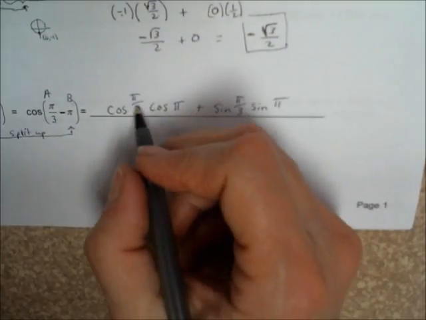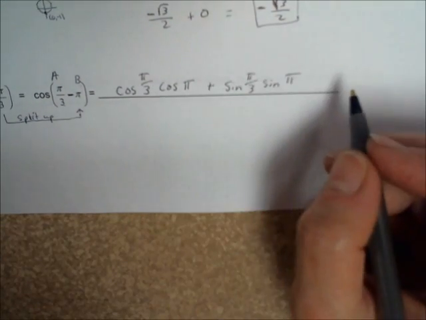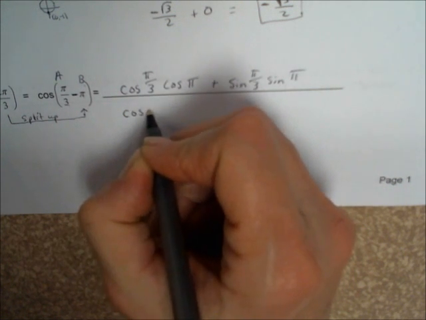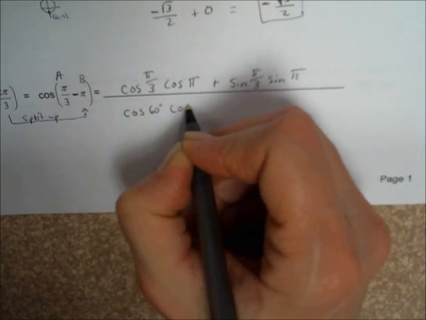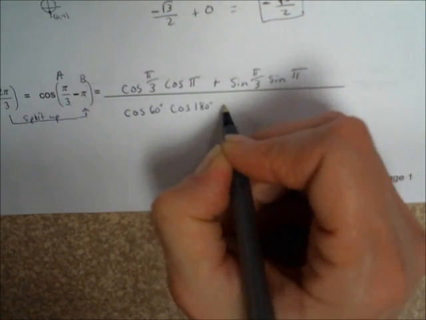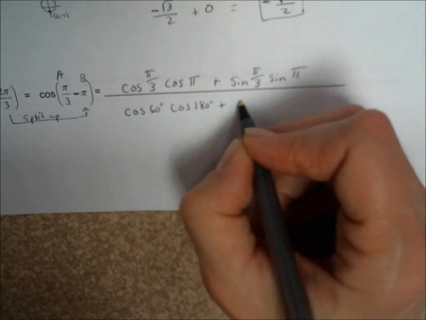Well, we don't really like pi's or radian measures. So what we can do is we can just convert pi over 3 to 60 degrees, and we can convert pi to 180 degrees. If we'd rather use degrees, that's always fine.